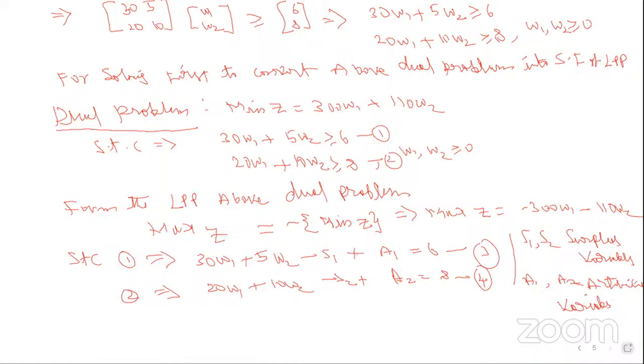We need to find the IBFS. That purpose, again, 3 becomes 30 W1 plus 5 W2 minus S1 plus 0 S2 plus A1 plus 0 A2 equal to 6.